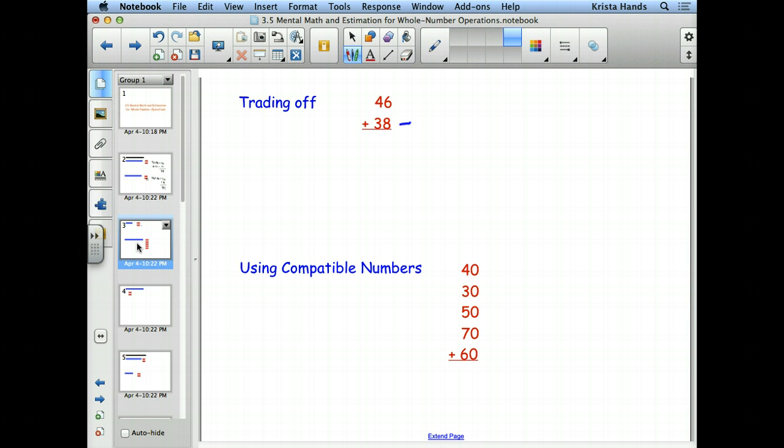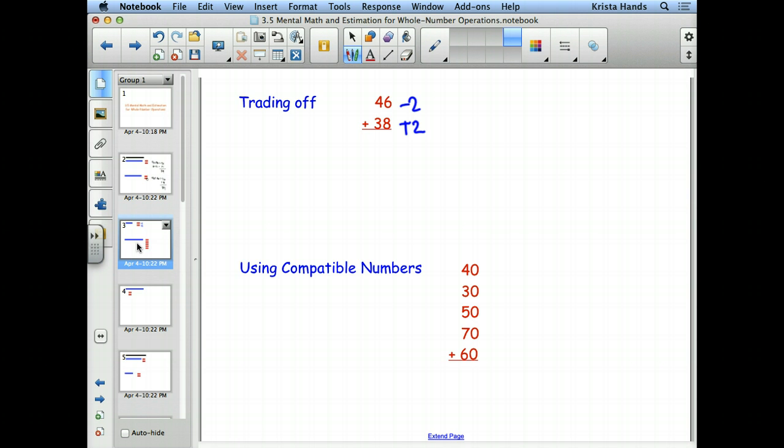Just estimate off. Okay, so we'll add 2 here. Trading off, though, means that if I add 2 here, I have to subtract 2 up here. So adding 1 to one piece subtracts 1 from another piece, and adding 2 to one piece subtracts 2 from the other piece.